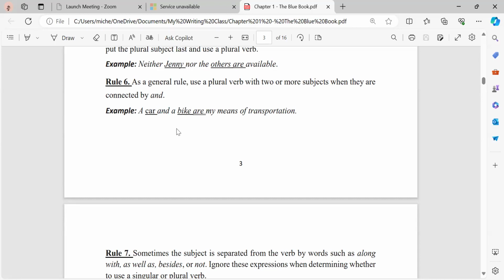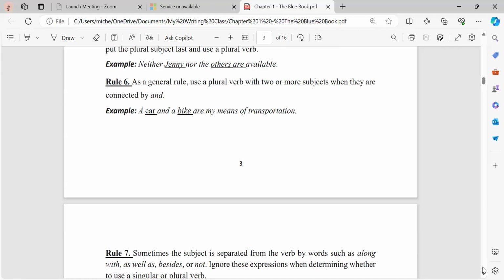So now they have become one, from the word the car and the bike. Since they have become one right here, it is now a plural subject. And that is why we use "are" right here, which is a plural verb. So I hope this explains.